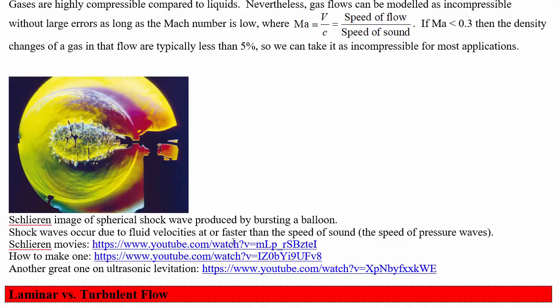Schlieren movies, by the way, are really a combination of light physics and fluid mechanics. So go and have a look at this second video if you want to know how they work and how to make one, or go look at the first and third videos if you just want to see some cool stuff showing with Schlieren movies.